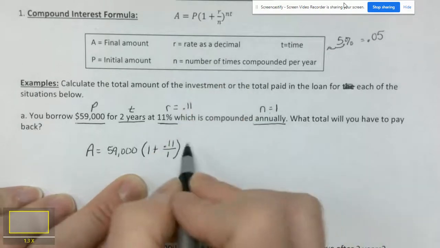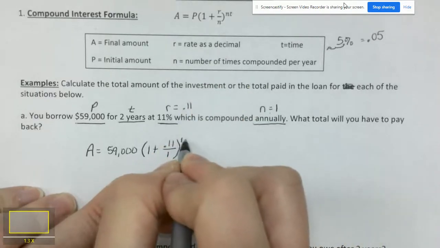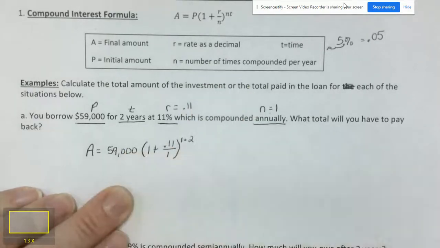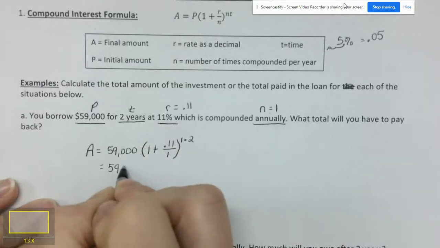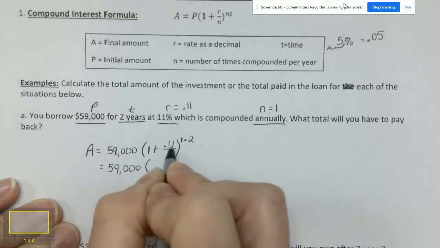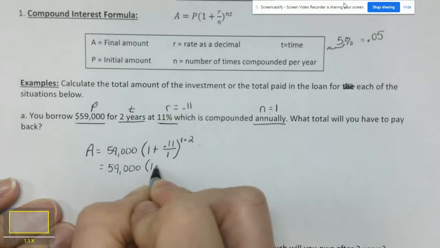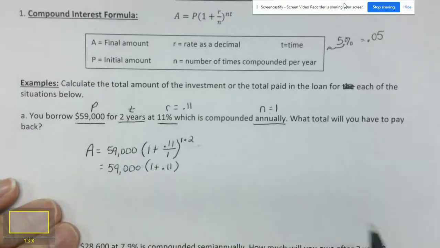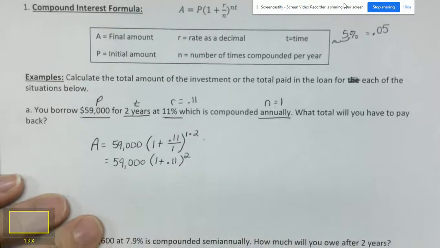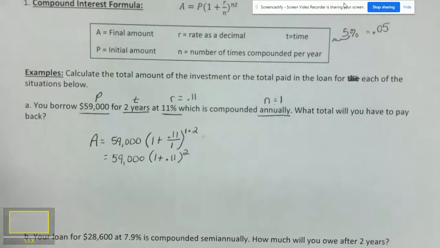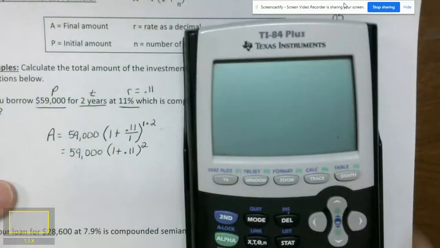And then that's raised to the N, which is 1, times T, which is 2. Now, I'm going to go ahead and simplify what I can here. I know that 0.11 divided by 1 is just 0.11, so I'm going to simplify that. I also know that 1 times 2 is 2. Now that I've simplified that, I'm going to key it in my calculator, okay? So I'm going to show you how to do that.